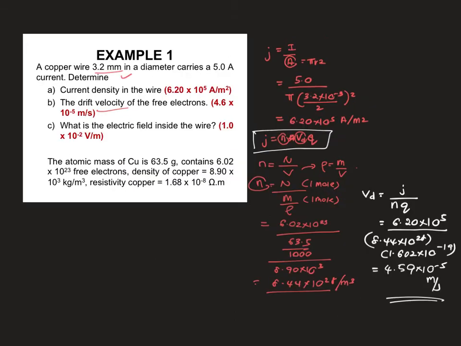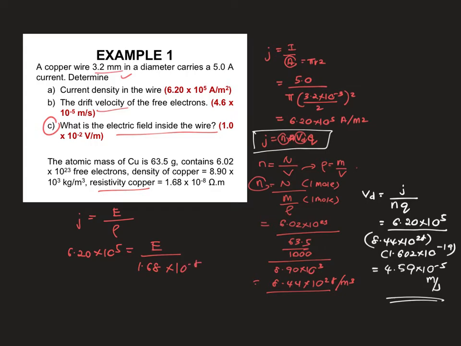Next. This is a question that we already answered previously, but for question C, we need to answer it now because you already learned about the resistivity and its effect on the electric field. The question asks to find the electric field inside the wire. The formula relating the electric field with the resistivity is J equals electric field over resistivity. The current density we already got from question A, which is 6.20 power of 5, and the resistivity is 1.68 power of negative 8.